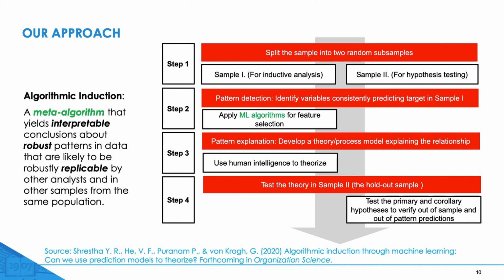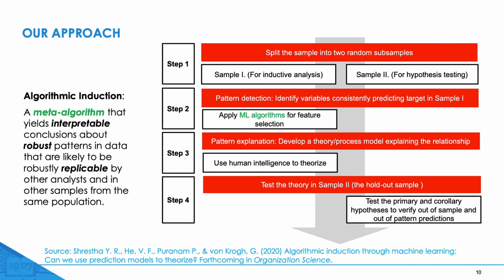That's when you develop a theory or process model explaining the relationships. Here is where the human intelligence or the researcher's sense-making comes in. And this is what we know as the theorizing part. And in step 4, that is when you will go to sample 2 to test the primary and corollary hypotheses to verify these out-of-sample and out-of-pattern predictions.